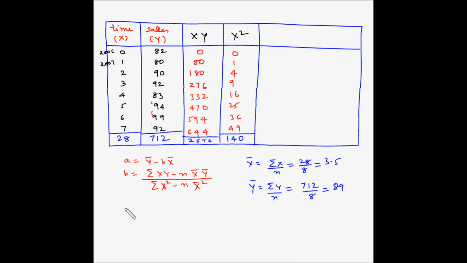So let us calculate the value of b. B is equal to sigma xy, which is 2576, minus n, which is 8, multiplied by x bar, which is 3.5, multiplied by y bar, which is 89, divided by sigma x square, which is 140, minus n, which is 8, multiplied by x bar square, which is 3.5 square.